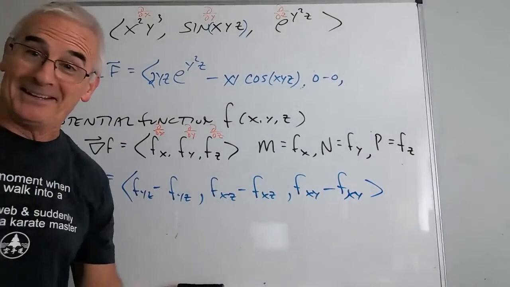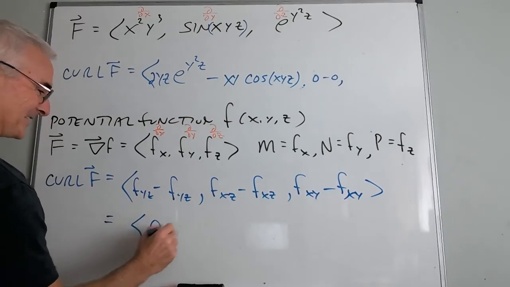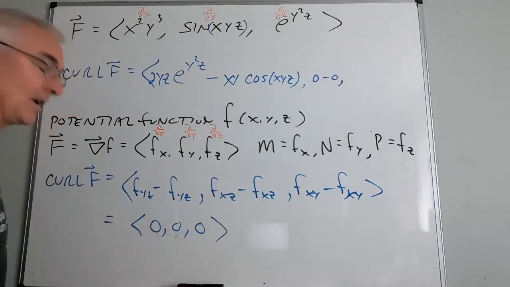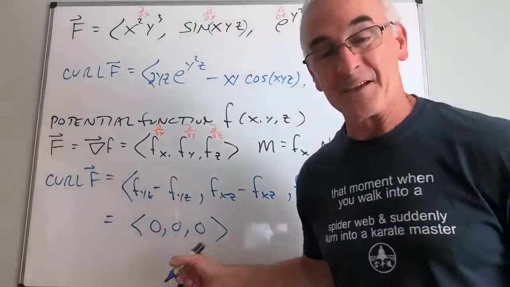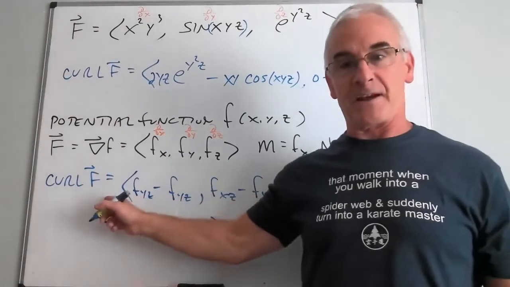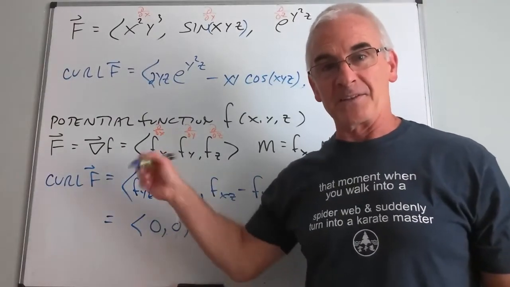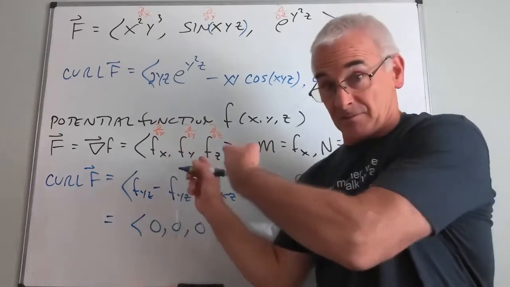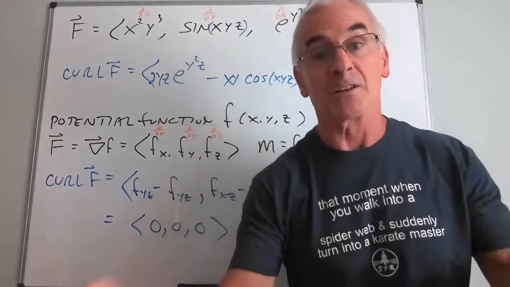Anybody notice anything? What do I got? 0. The zero vector, not the number, but the vector. So here's an absolute mathematical statement. First of all, the curl of a gradient vector is always the zero vector. But isn't the gradient vector our definition in this case? Because it came from the potential function, the gradient vector is conservative.